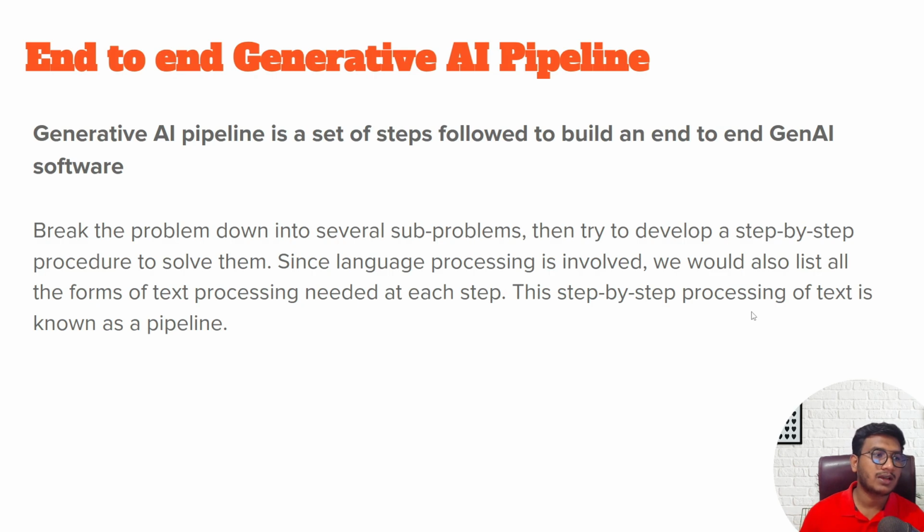Okay, that means whenever you get any kind of problem statement from the company, first of all, break that problem statement into several sub-problems. Then try to solve them one by one. And to solve that, you have to perform some steps. Those steps are actually called pipelines, okay, pipelines inside generative AI. Now let's see one end-to-end pipeline that we have to follow for all the projects we'll be developing in future.